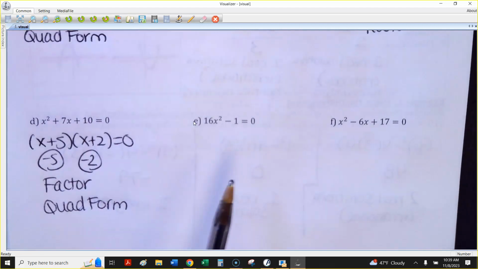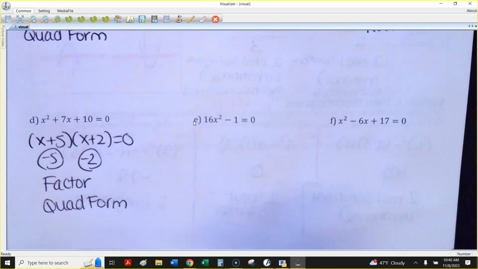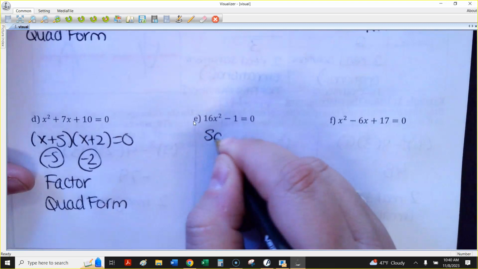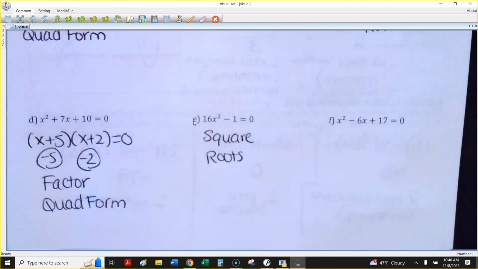What would you do for this equation? I got 16x squared minus 1. For sure, you don't have an x term here, so just get x squared by itself and take the square root of both sides, that's all.